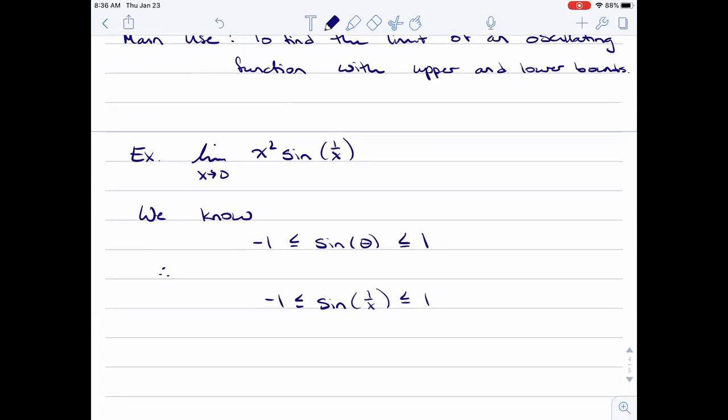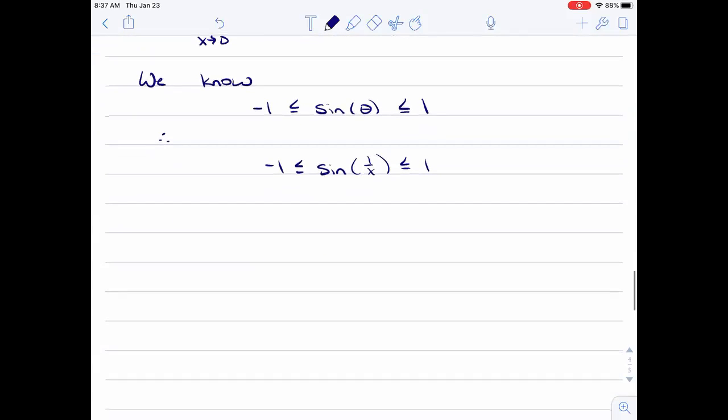So then I'd have negative x squared is less than or equal to x squared sine 1 over x, which is less than or equal to x squared. I'm allowed to do that. As long as I multiply it to all of these things, the inequality will stay the same. And so we can multiply all parts of the inequality.